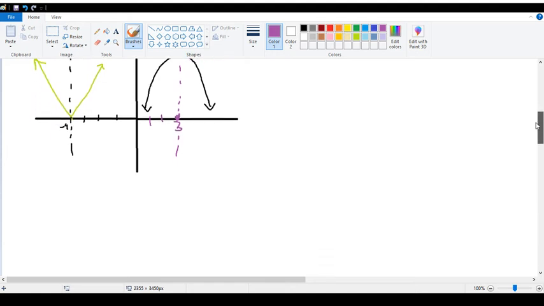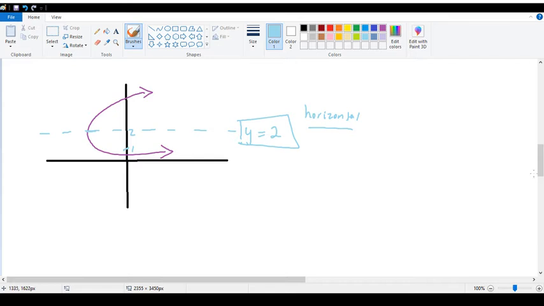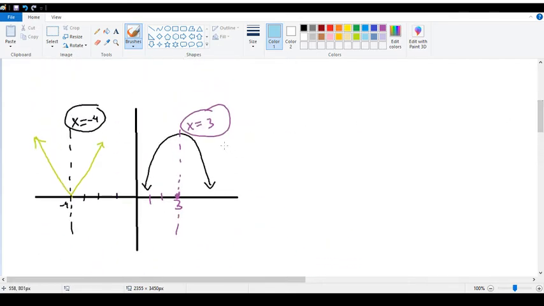Alright, now axes of symmetry could also be horizontal. So if I have a shape that looks like this, could I cut this right in the middle? The answer is yes. So this is the axis of symmetry, and let's say this is 1, 2. So this would be called the axis of symmetry y equals 2. Alright. If it's horizontal, it's going to be y equals that number. If it's vertical, it's going to be x equals that number.